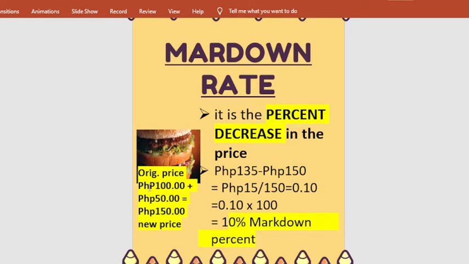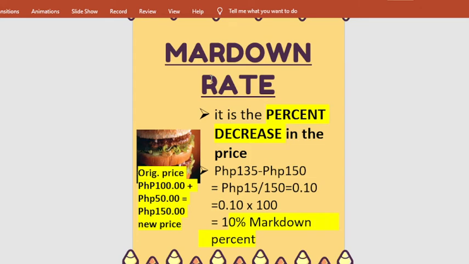So, let's take for example this one. Yung original price kanina is 100 pesos, diba? And then, nagkaroon ng markup na 50 pesos. So, ang selling price niya or the new price is 150 pesos. Ngayon, yung young entrepreneur, at the end of the day, may natira siyang, let's say, 3 hamburgers. So, hindi siya naubos. Kailangan mabenta lahat yon. So, what he did was to sell in a discounted price.